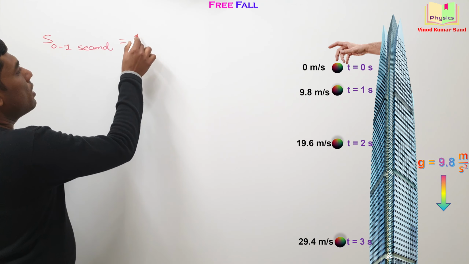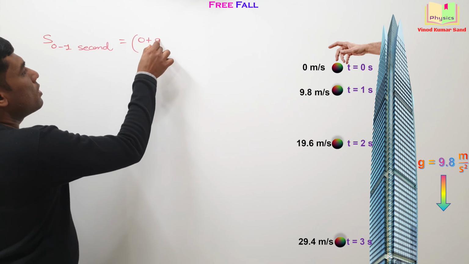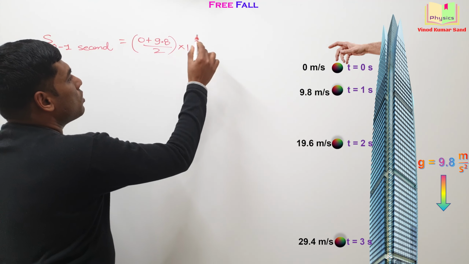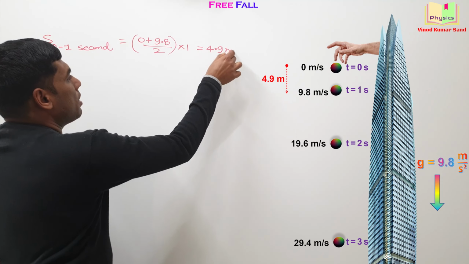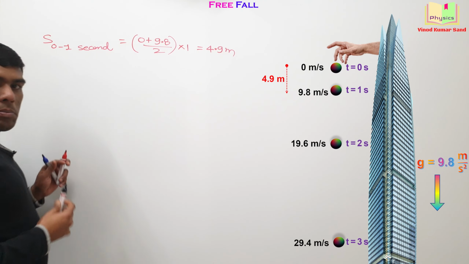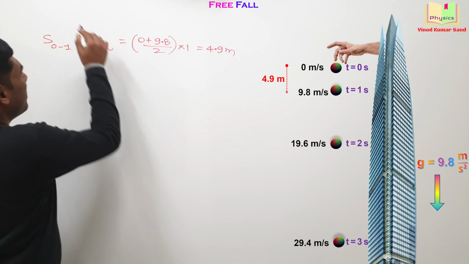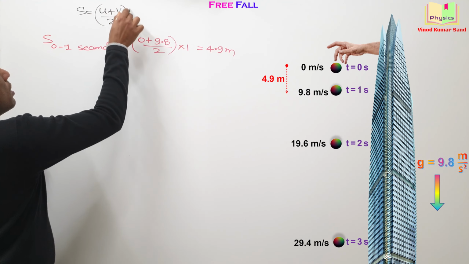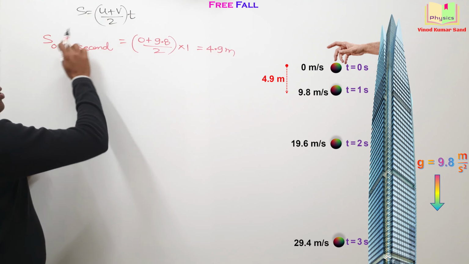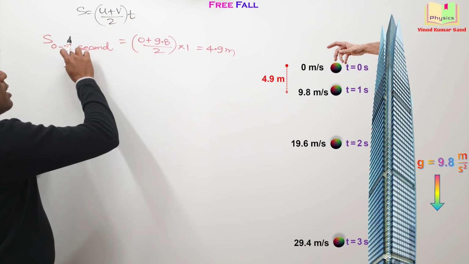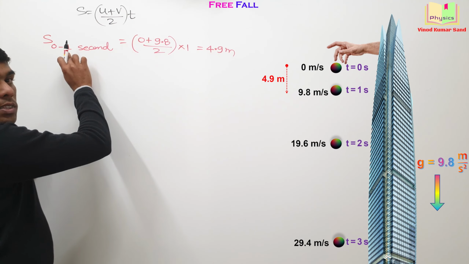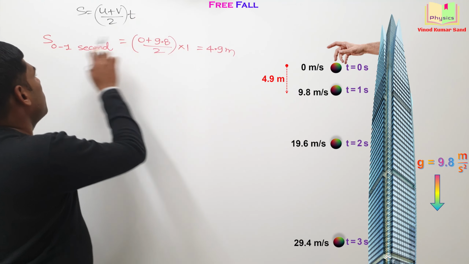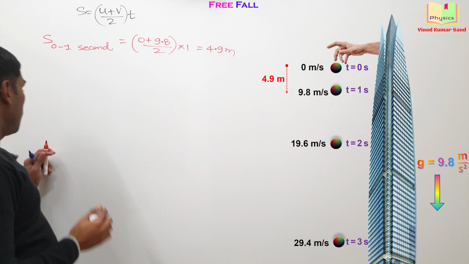Actually, it should be (0 + 9.8)/2 × 1, which results in 4.9 meter. You remember which formula I am using? Correct. S = (U + V)/2 × T. U is 0 for this interval. V, the velocity at T = 1 second, is 9.8 meter per second, and the time interval is 1 second. Okay.